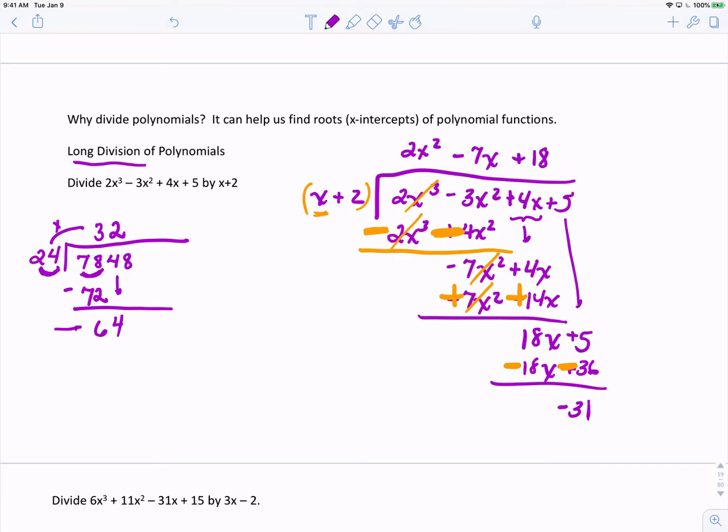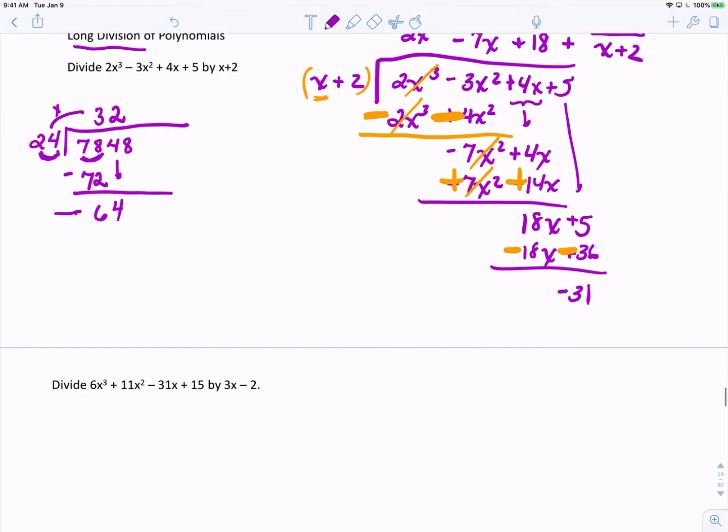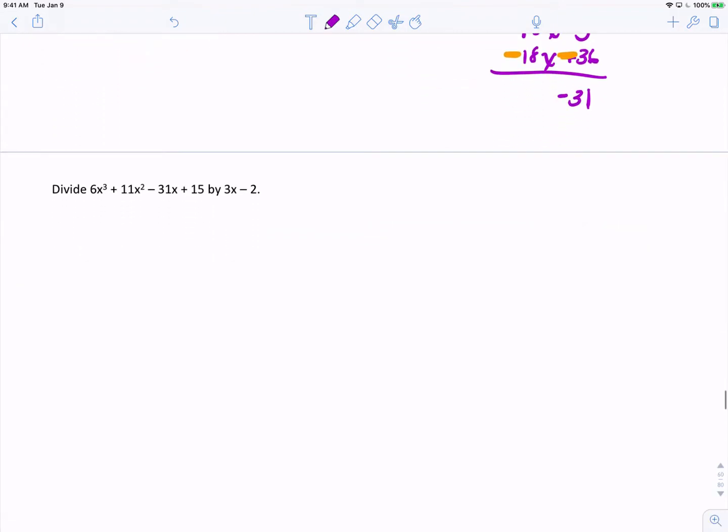Now you may remember when you divide numbers, if you get a remainder, you often write your remainder as a fraction. So I could say this is the same as plus negative 31, my remainder, over my divisor. And that's long division of polynomials. Okay, let's try one more example. So we'll divide 6x cubed plus 11x squared minus 31x plus 15 by 3x minus 2.